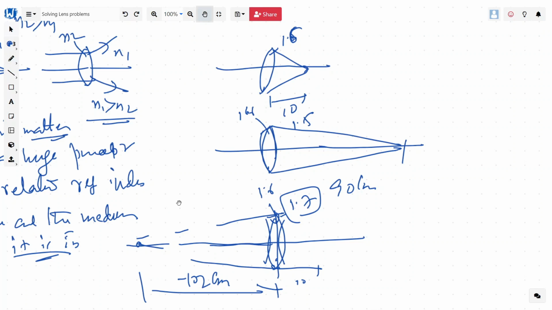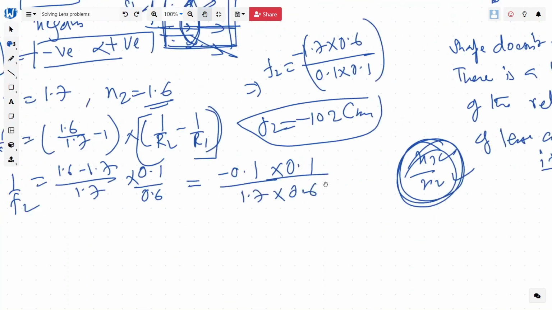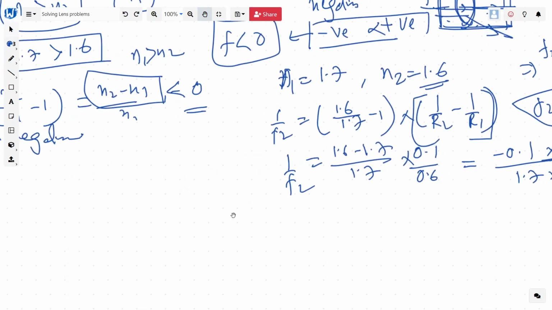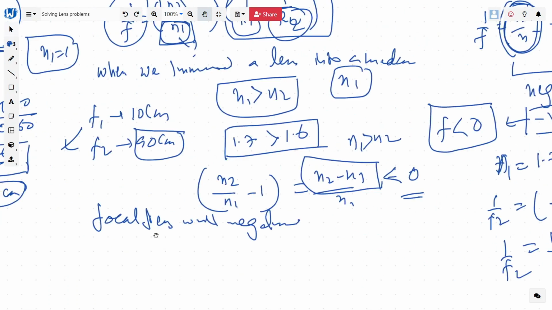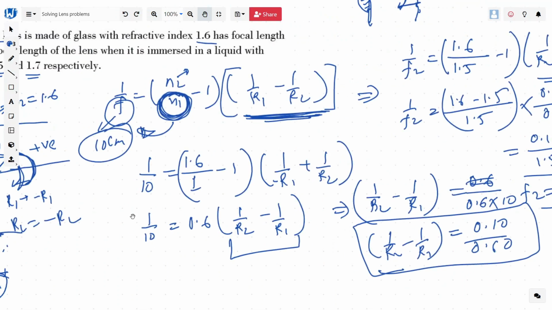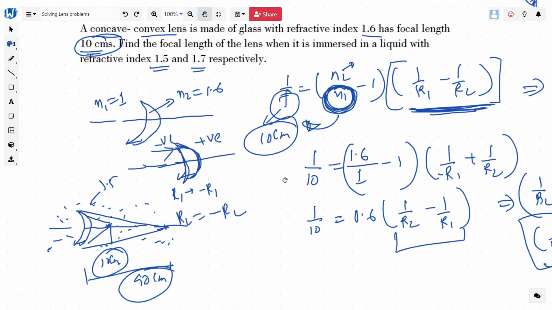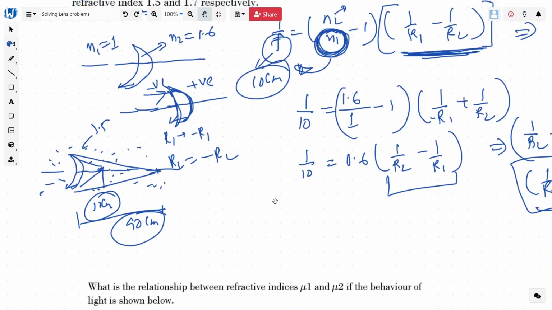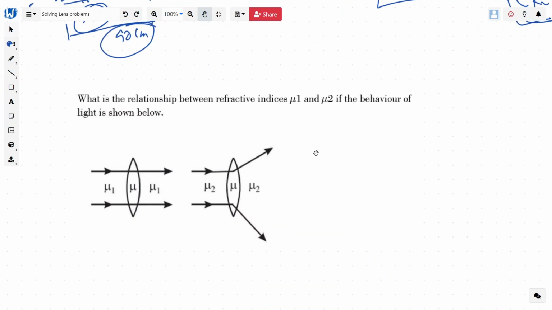So be careful when you're solving and using the lens maker formula. There's a huge impact of n1 and n2 on the solution, and that's what we want to highlight using this problem. And this concept will be checked many times when you encounter problems like that, and this is one of the favorites for the exam.